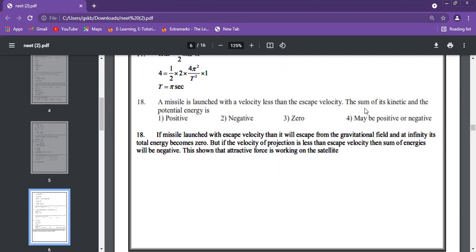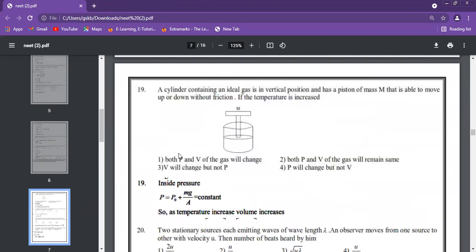The sum of its kinetic energy and potential energy is 0. But if the velocity of the projectile is less than the escape velocity, then the sum of the energies will be negative. Okay, right. Next, the 19th, fluid mechanics. As temperature increases, what happens? Volume increases.